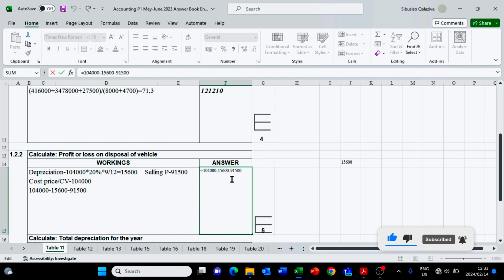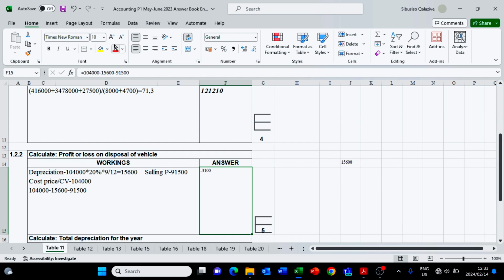So now this 3,100 should be a profit on sale. It's going to be the profit on sale of an asset, even though it's a negative. Let me enlarge this. So why am I saying this? This is recorded on the credit side. Both of these amounts, it's 15,600 and 91,500.